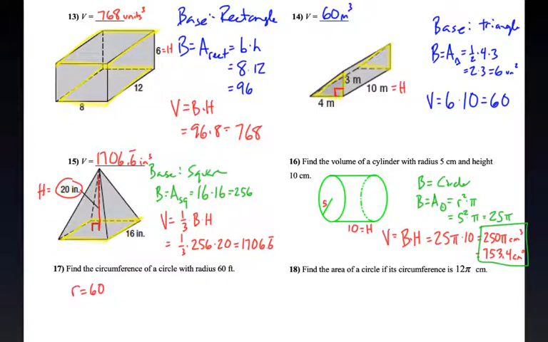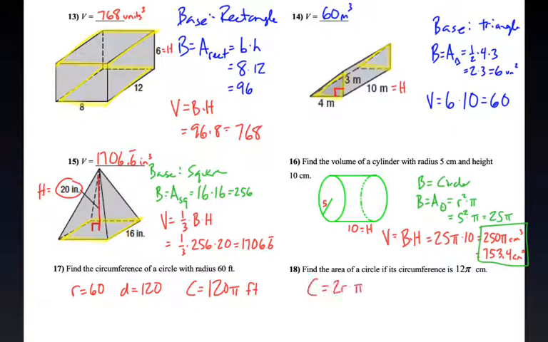The circumference of a circle with radius 60. Well, if the radius is 60, the diameter is 120. The circumference is double the radius times pi, which is the same thing as the diameter times pi, so it's 120 feet. That's 120 pi feet.